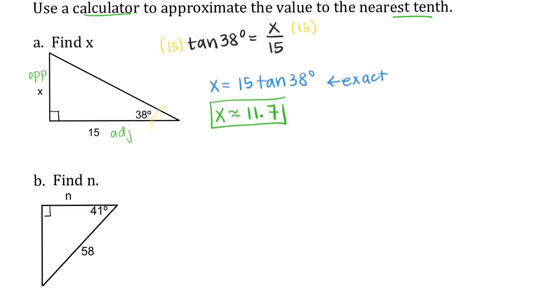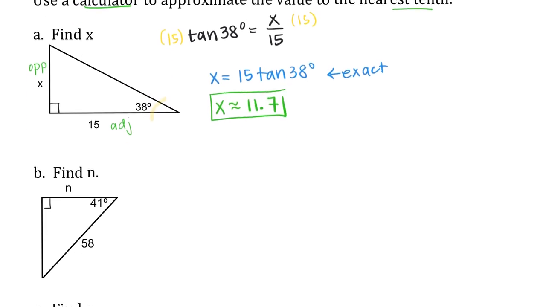Okay, let's look at B. B says to find n. Okay, again, start with what you're given. I'm given this angle, so I might as well use it. Okay, the two sides that are marked are this one and this one. So what is 58? 58 is definitely the hypotenuse side. And then n is on the adjacent side. So I want to use the trig function that uses adjacent and hypotenuse. That's going to be cosine.